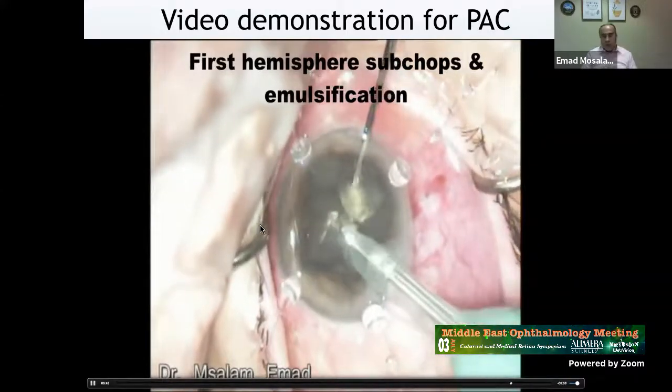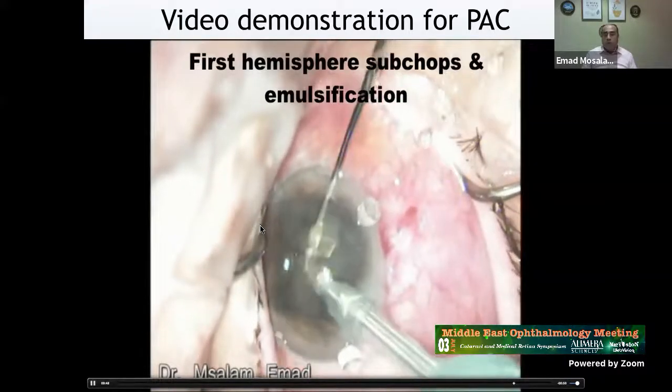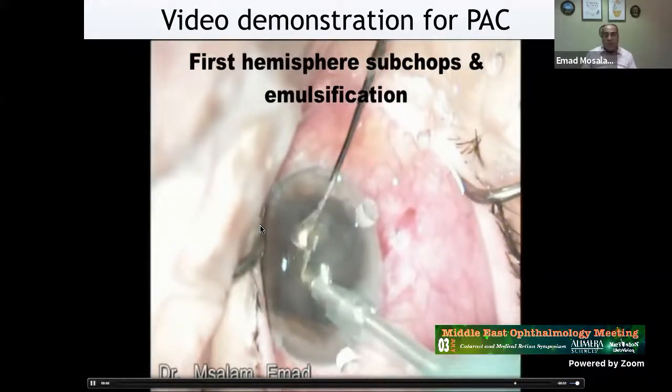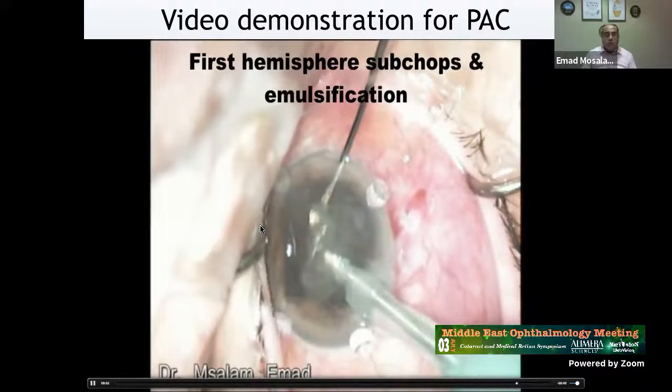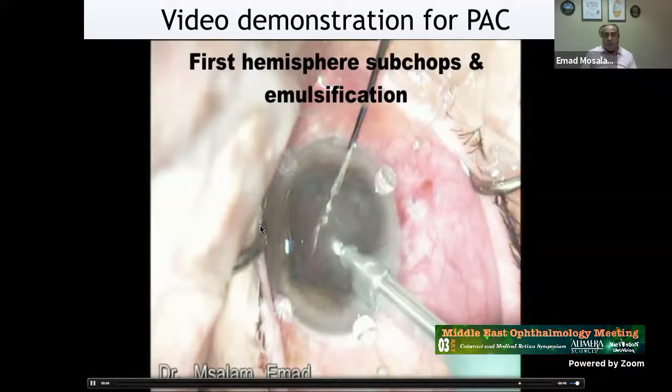As you see, we are trying to work slowly, step by step. We need to take our time in this case because we have weak zonules. We don't need to apply any pressure to the zonules. This is the first half we finished.